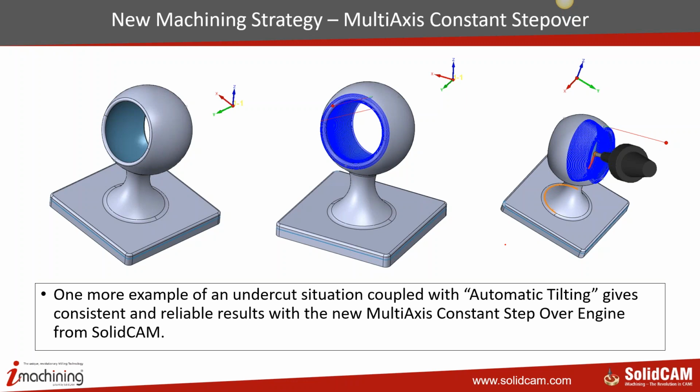So when we couple the multi-axis constant stepover toolpath with auto tilting, you get one of the best results with the toolpath without having any kind of collisions either with the tool body or with the holder. I'm going to show you a few examples where it comes so tantalizingly close to the part, but it keeps maintaining the clearance distance that has been specified by the user.